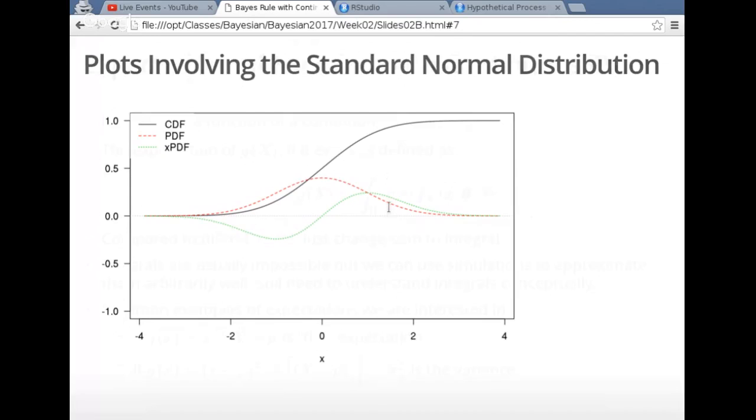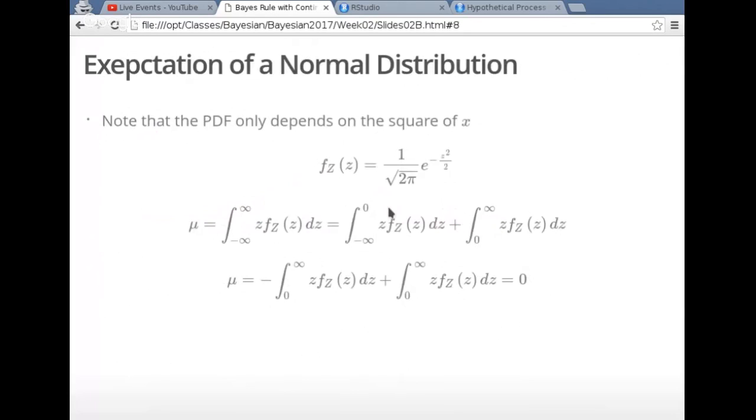That just comes from doing this integral, which is actually a little bit hard to do, but here's a sketch of a proof. We want to integrate this from negative infinity to infinity. The integrand is z times f, the PDF of z, integrated over z. And you can always break up an integral and add it in two pieces. So integrate from negative infinity to 0, and then add that to the integral from 0 to infinity.